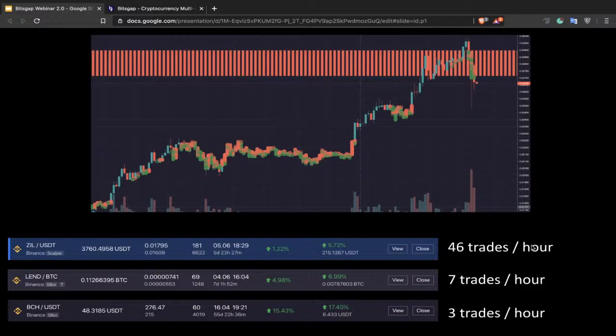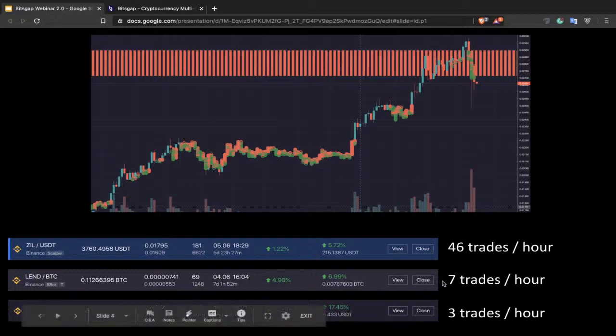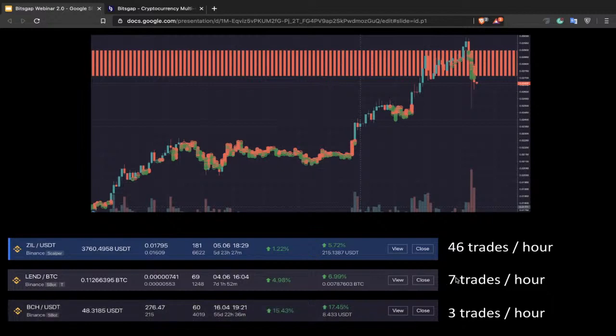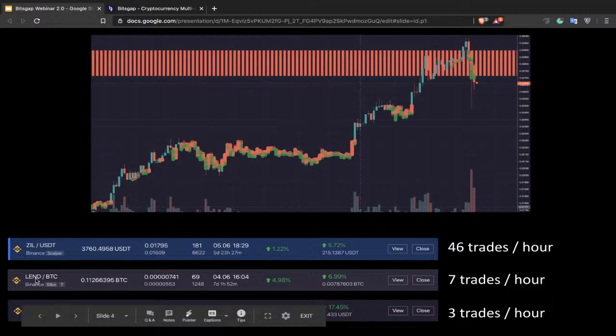So I doubt that manually any of us, even those that are quite professional traders coming not only from the cryptocurrency markets but from the traditional markets like stocks, ETFs trading, options trading, warrants trading, 46 trades per hour. That's a lot. And there are also, depending on the market conditions and the volatility of a given cryptocurrency, trades per hour, they vary significantly. So below you can see some other bots that we have.